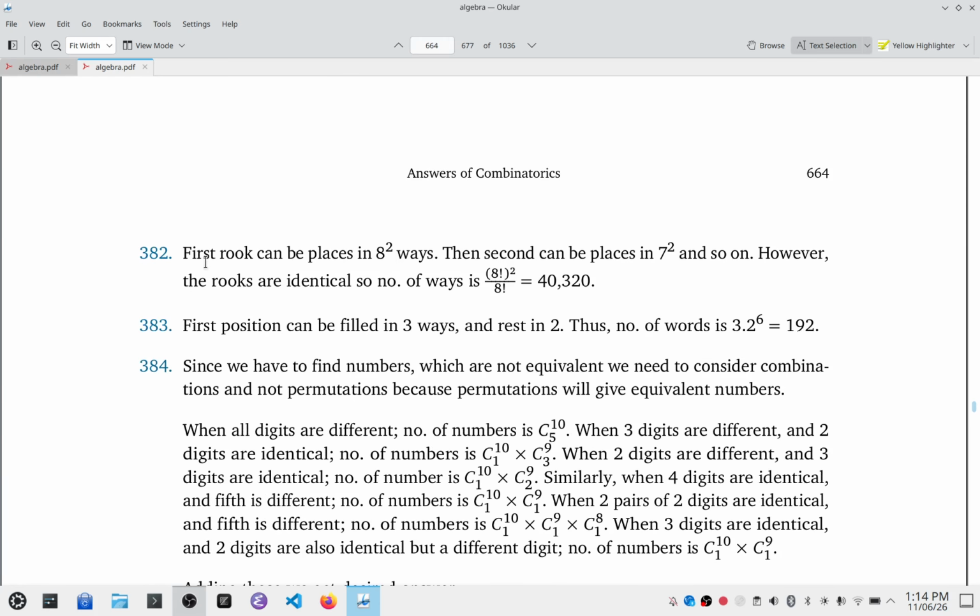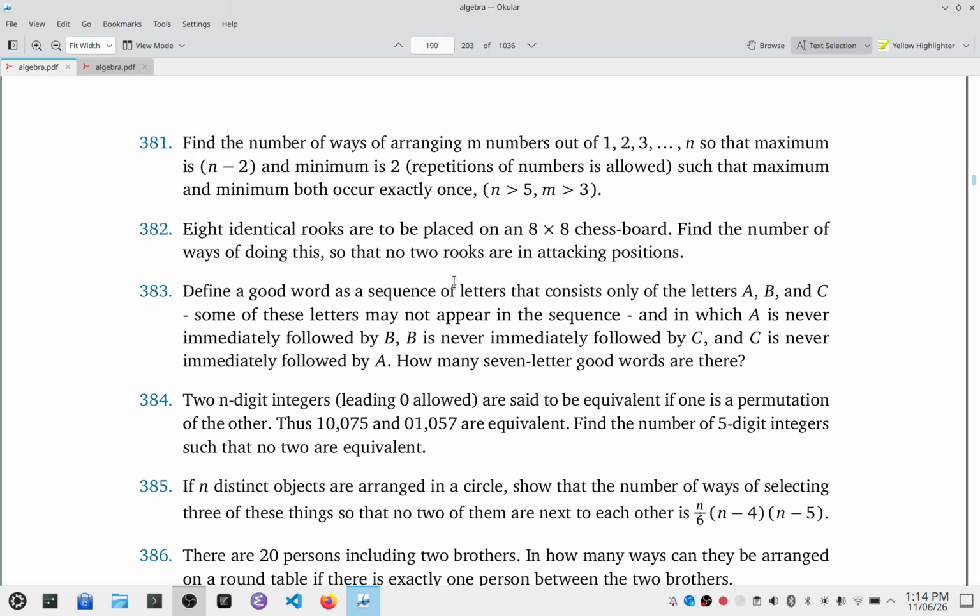So the first rook can be placed in any square, that is 8 squares, so 8 ways. Now the second can be placed in 7 squares and so on. The rooks are identical. Okay. So the number of ways is 8 factorial squared divided by 8 factorial, that is 40,320. So you multiply all this, 8 squared, 7 squared and so on till 1 squared, you will get 8 factorial squared. But we divide by 8 factorial because the rooks are identical.